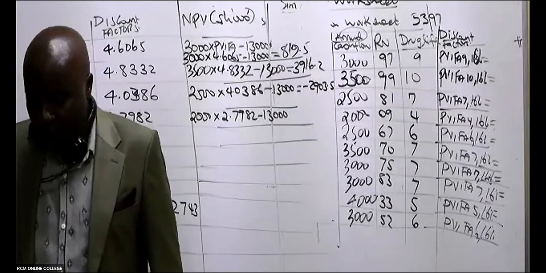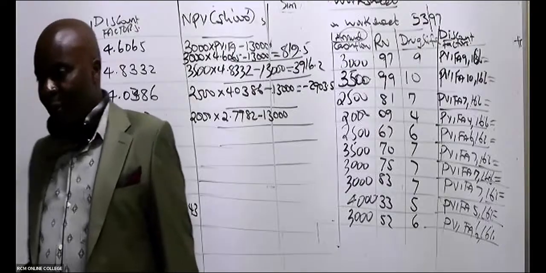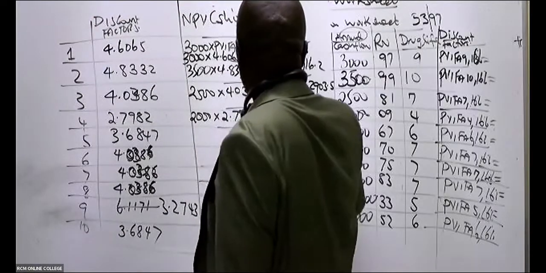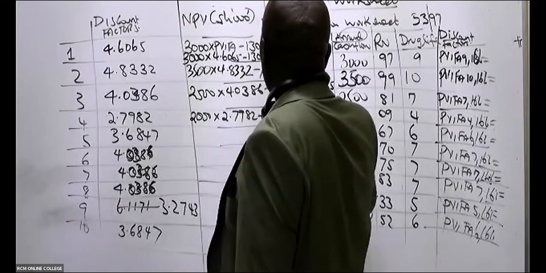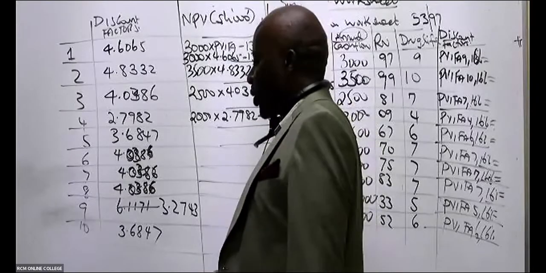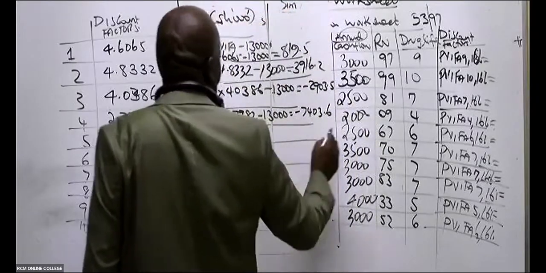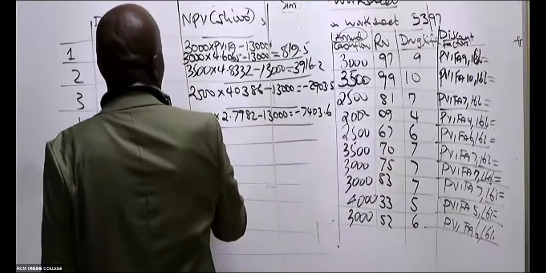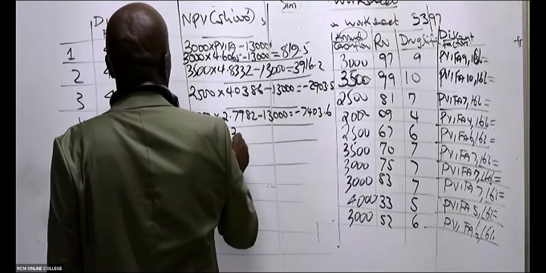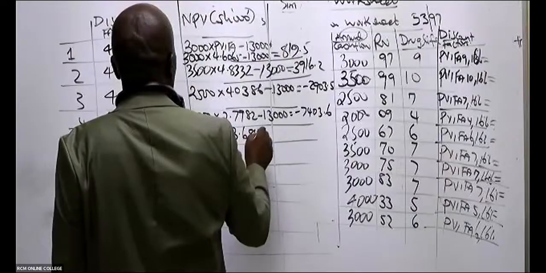According to Lincoln, we are getting negative 7403.6. Is that okay? So we go to number 5. Number 5, I can see it is 2,500 times this. So I believe now you have gotten an idea.